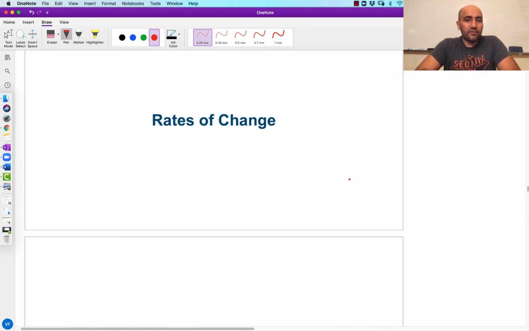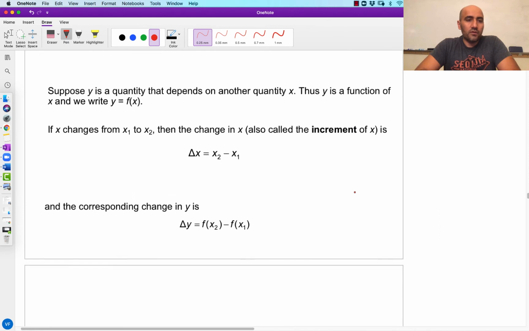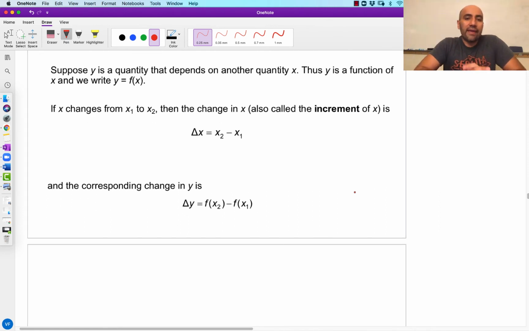Okay, rates of change. So suppose y is a quantity that depends on another quantity x. Thus, y is a function of x, and we write y equals f of x. If x changes from x sub 1 to x sub 2, then the change in x, also called the increment in x, is delta x. So this little triangle, we read it as delta x, or the change in. It represents the change in x. So change in x, delta x, is equal to x sub 2 minus x sub 1.